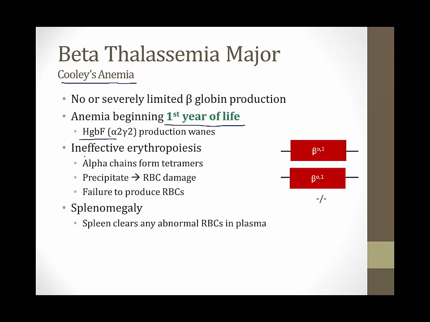These patients have what's known as ineffective erythropoiesis. The alpha chains form tetramers, they precipitate, and the red blood cells become damaged, and the bone marrow fails to produce normal amounts of red blood cells.